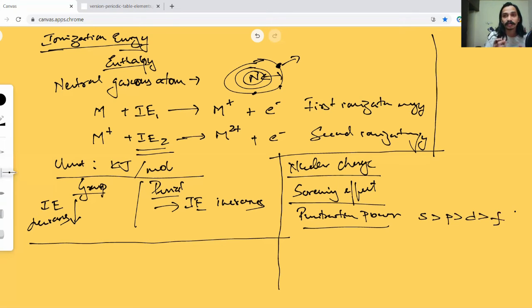It's much more difficult to remove electrons from an S orbital than from an F or D orbital. If the electrons are in S, you need more energy to remove them, and if they're in F, you don't need so much energy. So the penetration power, and which subshell the electrons are in, will determine how much energy you're going to need.